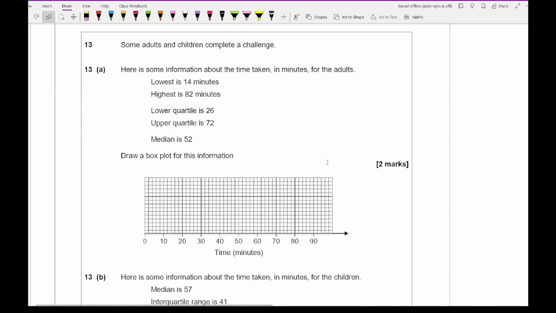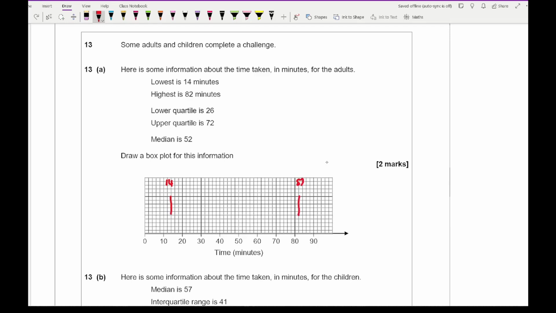Then moving on to question 13, it says some adults and children complete a challenge. Here is some information about the time taken in minutes for adults. And the question is asking us to draw a box plot with this information. Now this should be relatively straightforward because the 5 bits of information I need to draw a box plot has actually been given to me, which is really nice. So here the lowest value is at 14, so each little box represents 2. So I'm going to draw a line there at 14. I then draw another line at 82.